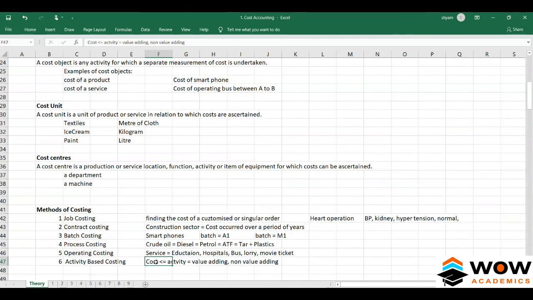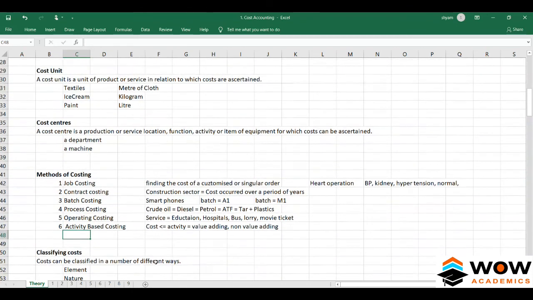So these are the methods of costing. Each of these is actually a chapter. We will look at all these chapters in the subsequent classes. So that's about the concepts here.